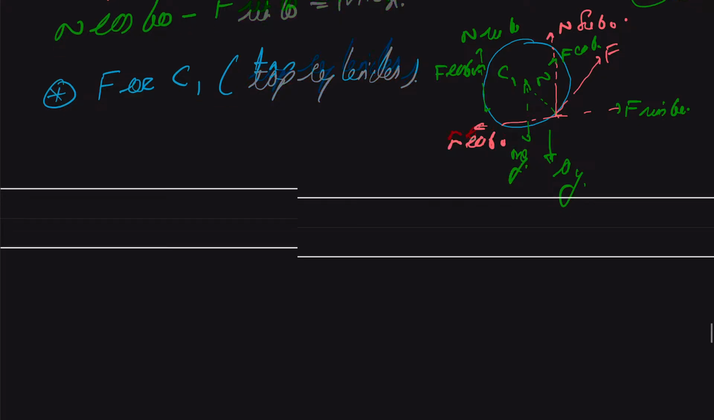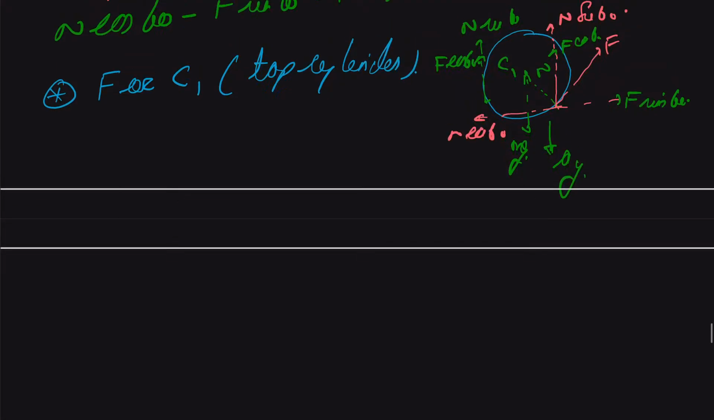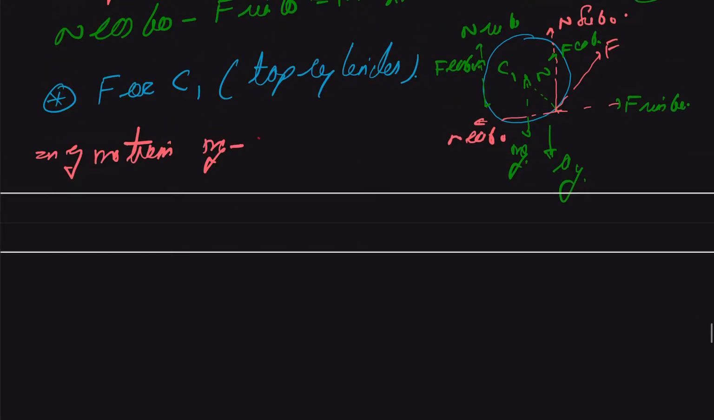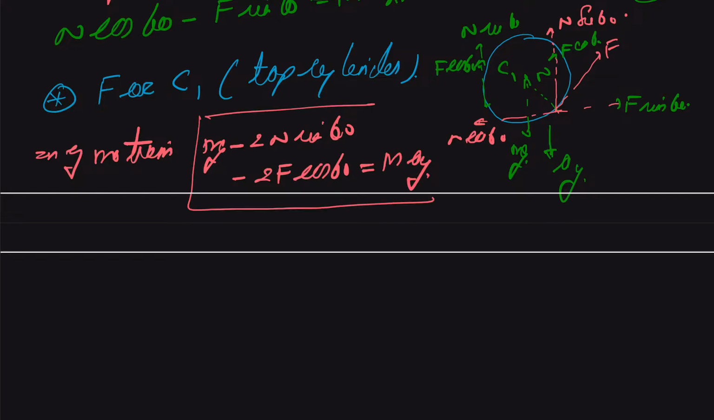Therefore we can write the equation of motion, we can say that mg minus twice n sine of 60 minus twice f cos of 60 will be equal to mass into acceleration a of y. So we got the equation for this according to our second law.